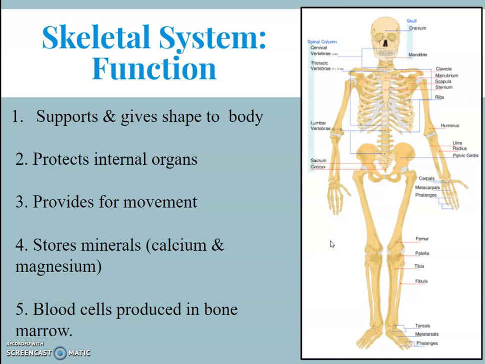First, it supports and gives shape to our body. So it helps give us structure. It helps protect our internal organs, like our skull protects our brain. The ribs protect our lungs and our heart. It helps provide for movement because the skeleton is attached to our muscles. It stores minerals like calcium and magnesium. And then also the blood cells are produced in the bone marrow inside the bones, and so it also helps produce our red blood cells.